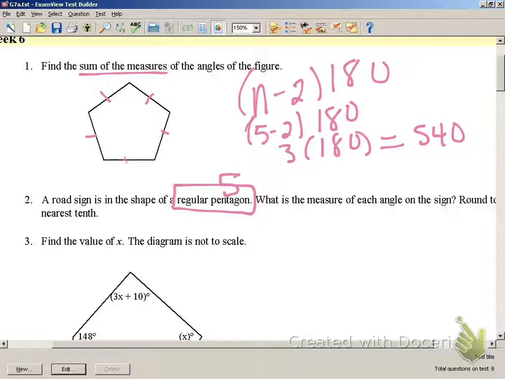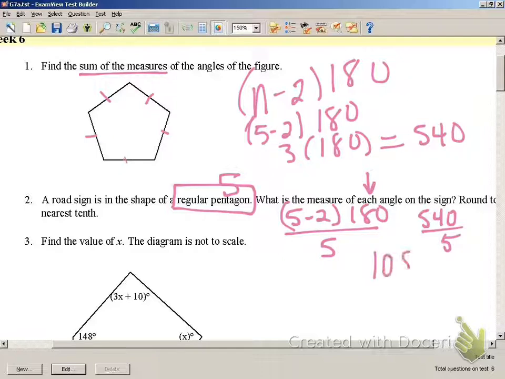in a pentagon. We would start out with 5 minus 2 times 180. Then we would divide it by the number of sides, because it wants to know the measure of each angle given. So we would have 540 divided by 5 gives us 108. Each angle is 108 degrees for this road sign that is a regular pentagon.